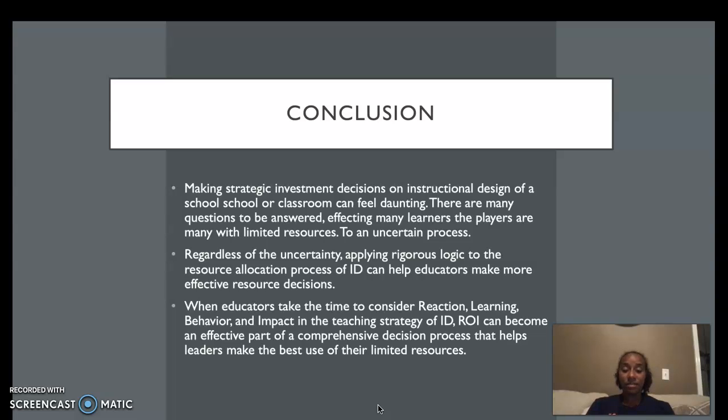Regardless of the uncertainty, applying rigorous logic to the resource allocation process of instructional design can help educators make more effective resource decisions. When educators take the time to consider reaction, learning, behavior, and impact in the teaching strategy of instructional design, return on investment can become an effective part of a comprehensive decision process that helps leaders make the best use of their limited resources.